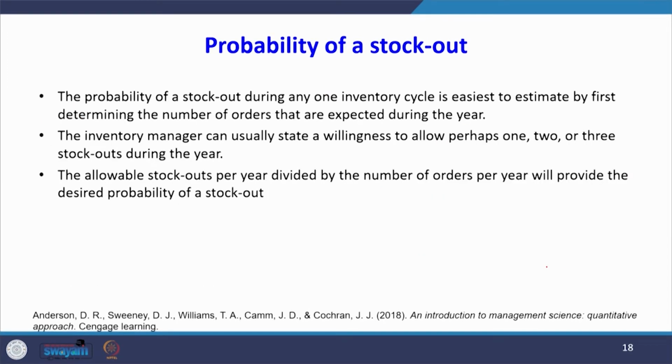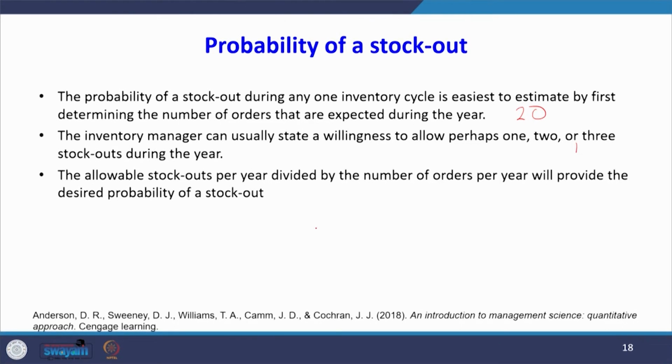How do we calculate the probability of stock out? The probability of stock out during any one inventory cycle is easiest to estimate by first determining the number of orders that are expected during the year. For example, here we have found 20 orders. The inventory manager can usually state a willingness to allow perhaps 1, 2 or 3 stock outs during the year. In our problem, the manager is willing to tolerate 1 stock out.